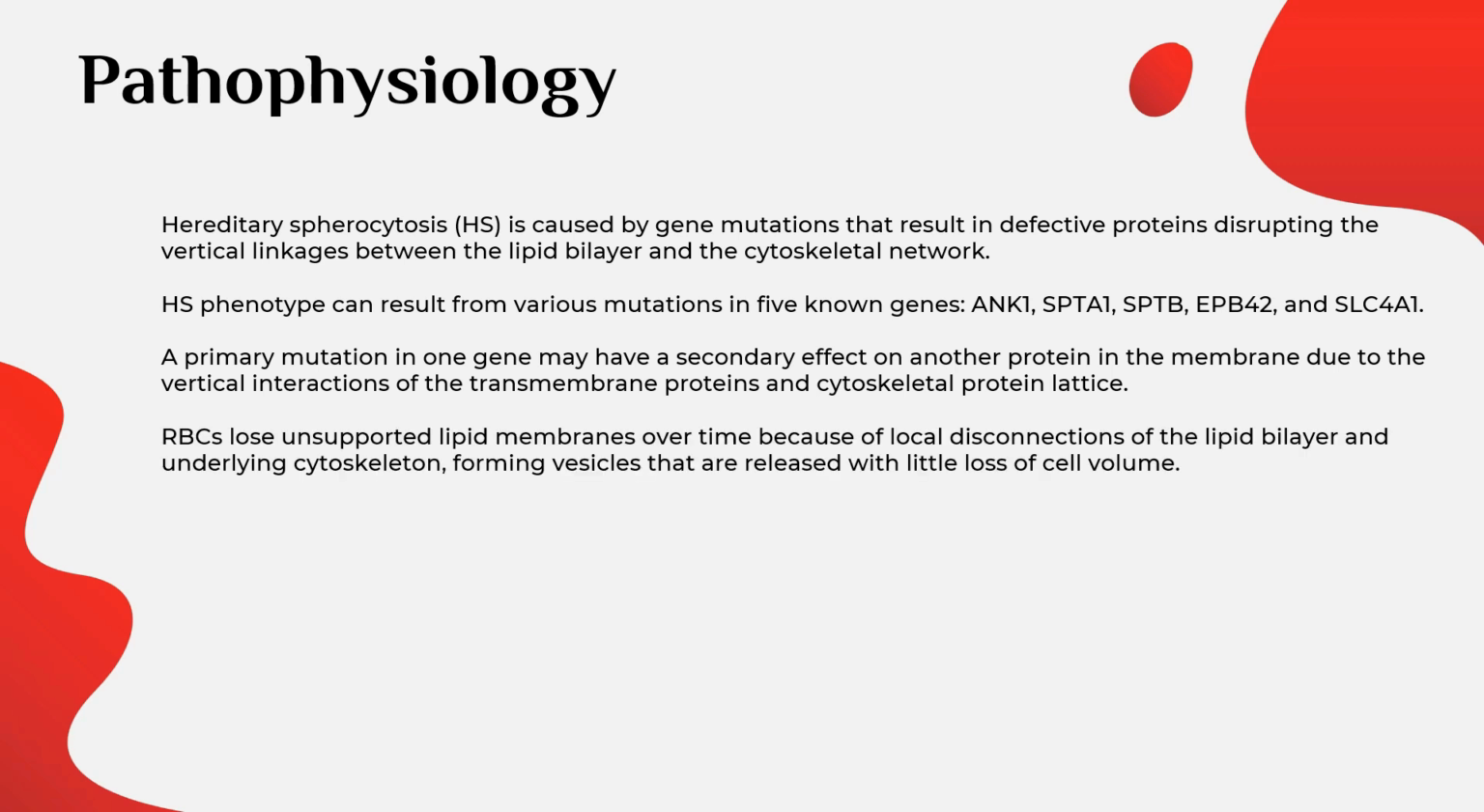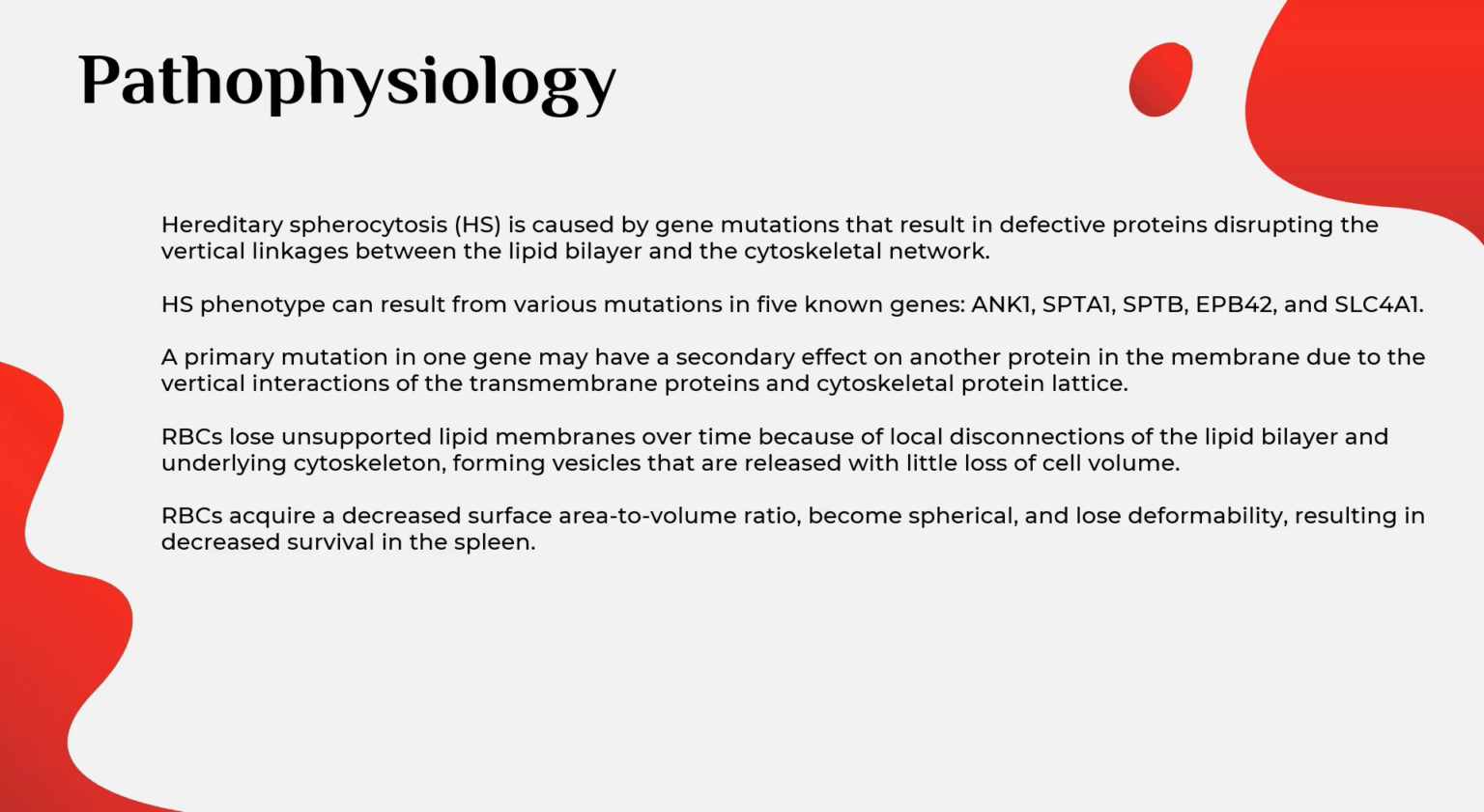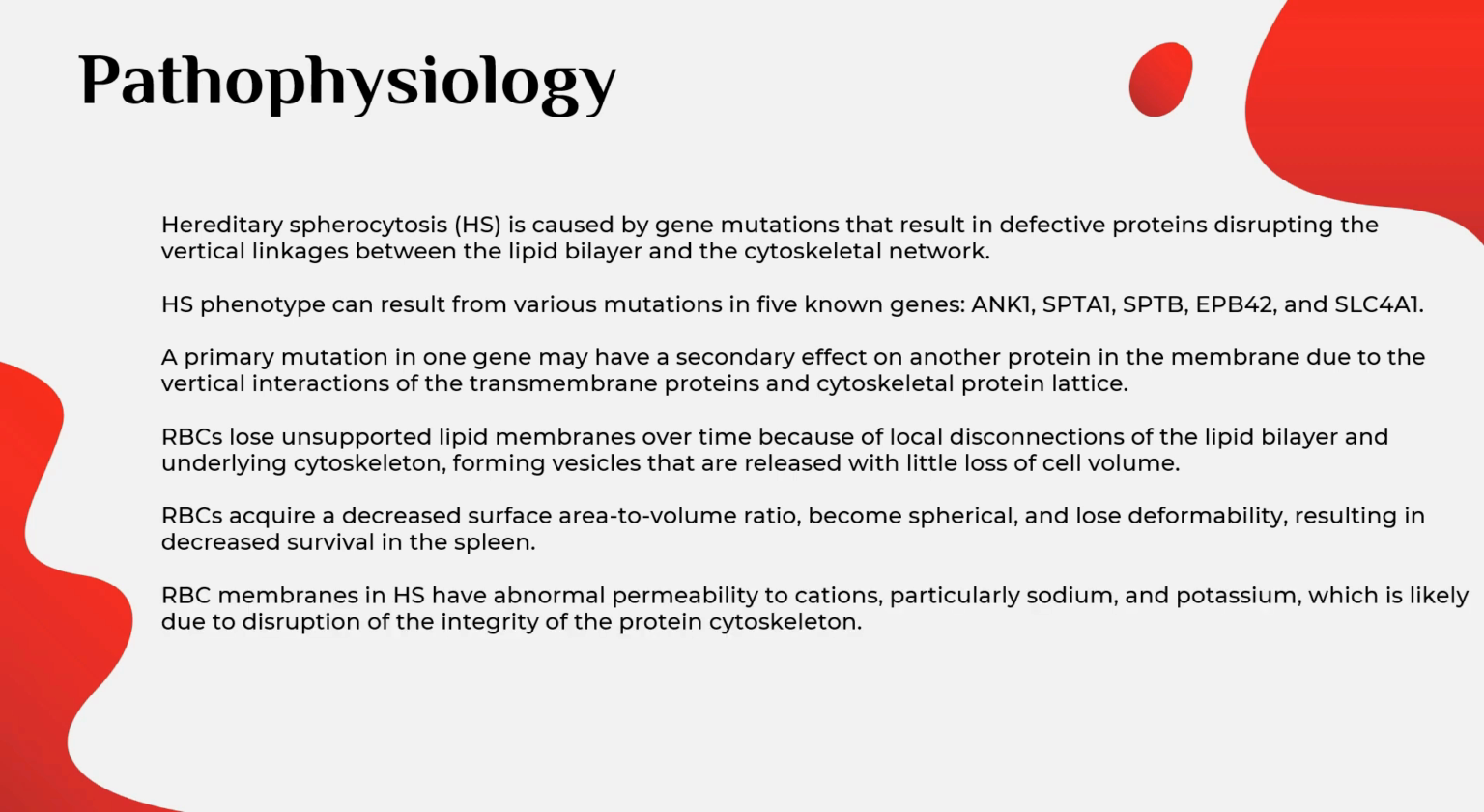RBCs lose unsupported lipid membranes over time because of local disconnections of the lipid bilayer and underlying cytoskeleton, forming vesicles that are released with little loss of cell volume. RBCs acquire a decreased surface area to volume ratio, become spherical, and lose deformability, resulting in decreased survival in the spleen. RBC membranes in hereditary spherocytosis have abnormal permeability to cations, particularly sodium and potassium, which is likely due to disruption of the integrity of the protein cytoskeleton.